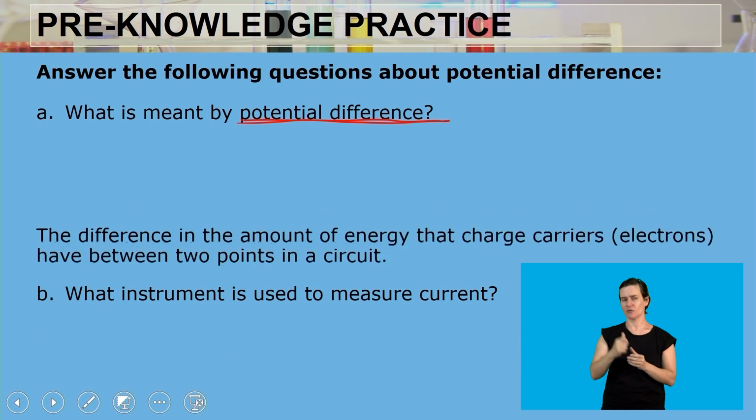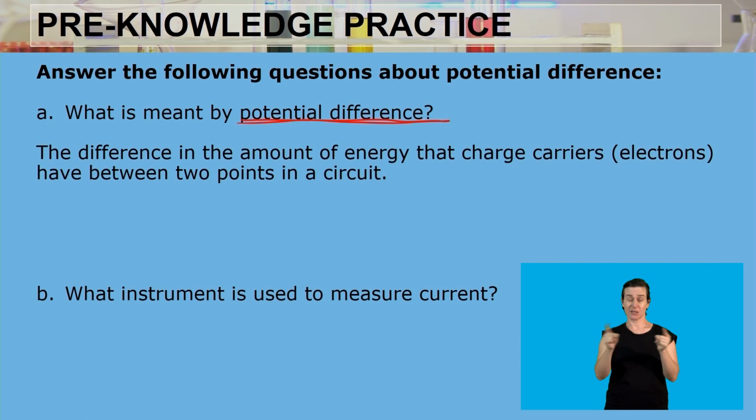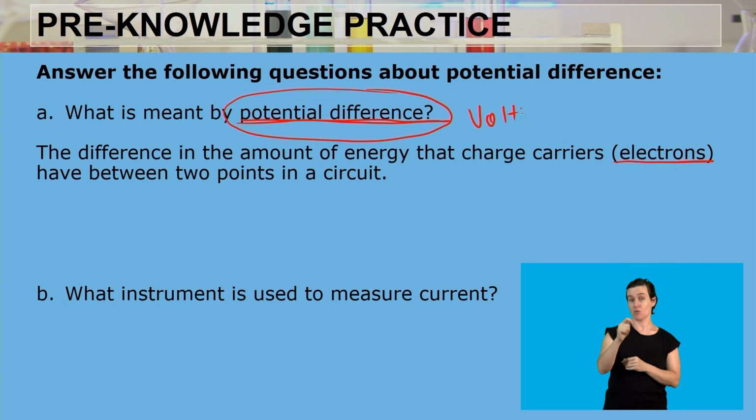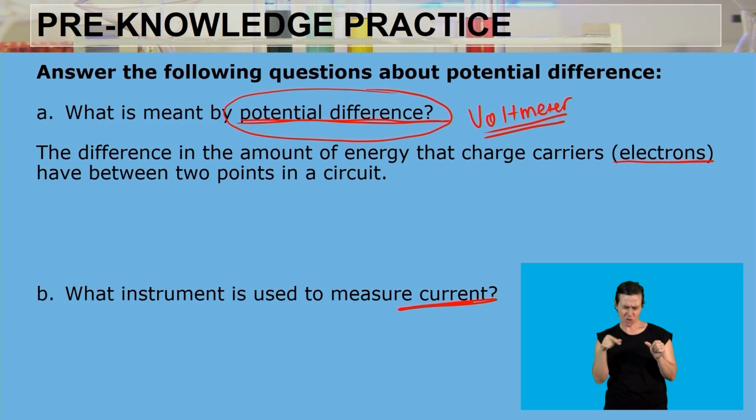To begin, potential difference is the difference in the amount of energy that charge carriers, in this case the electrons, have between two points in a circuit. So whenever we measure potential difference, we always measure it between two points in a circuit. The potential difference is measured using a voltmeter, which means that to measure current, we need a device called an ammeter.